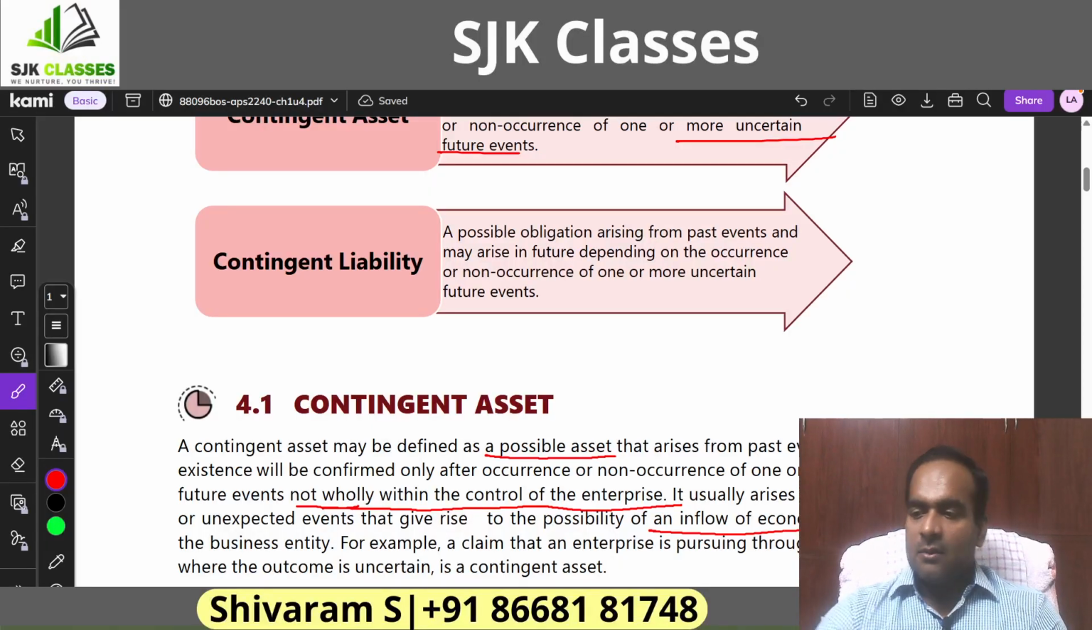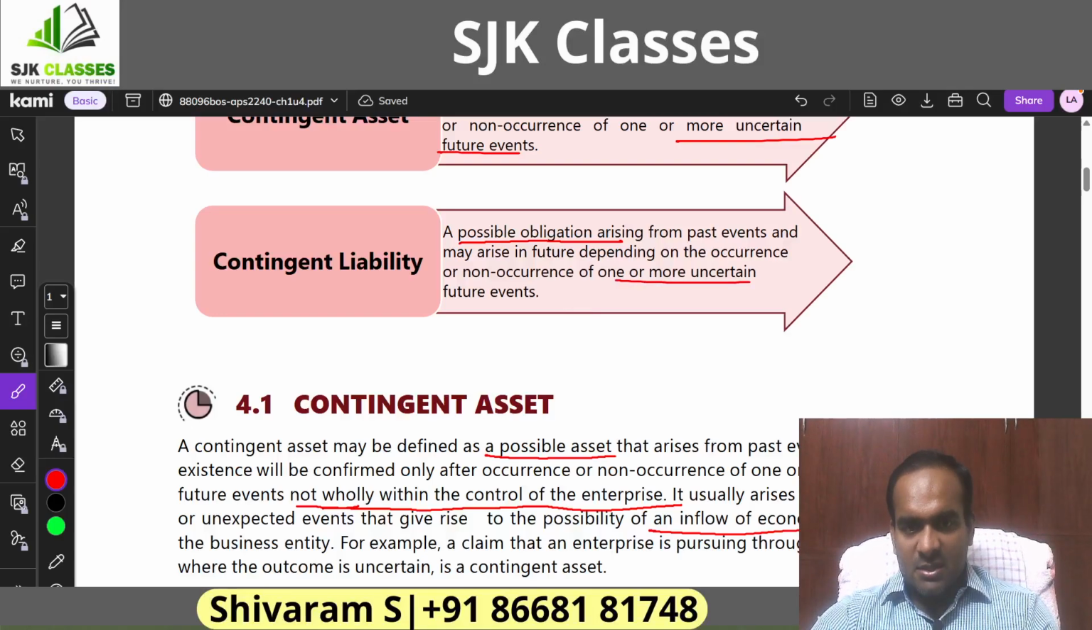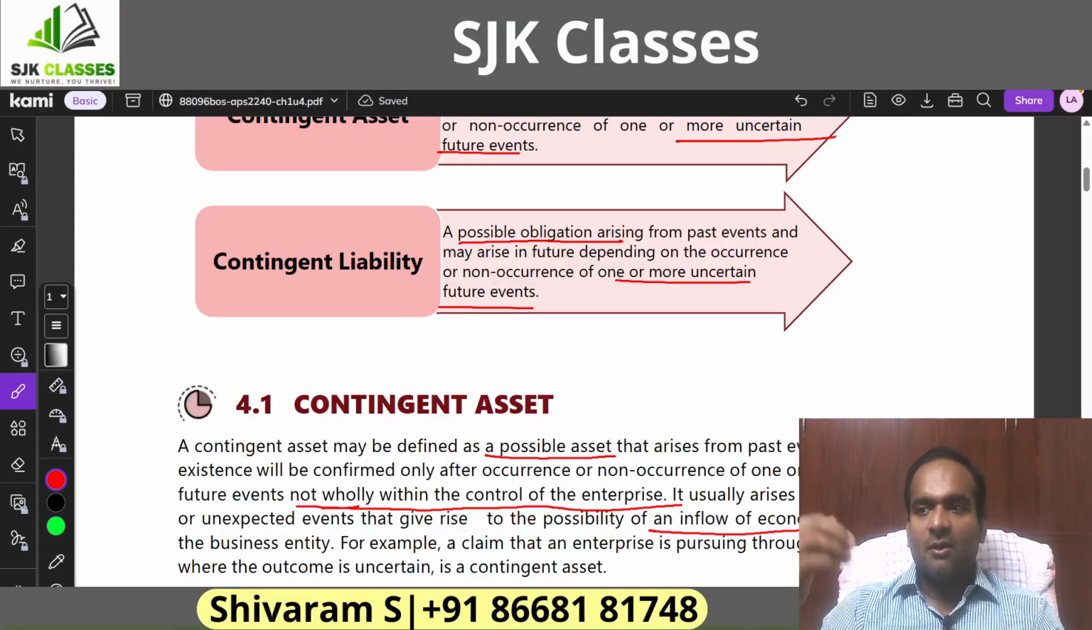Now, contingent liability, look at this theory section: a possible obligation. So there's a possibility that I might have to pay the amount in future from a past event, and it may arise in future depending on the occurrence or non-occurrence of one or more uncertain future events. The same story. What is this uncertain future event here? Nothing but the court's verdict. Whether the court will give the verdict in my favor or the other person's favor will depend on the court's judgment. So that's the uncertain event here. Contingent liability means an obligation to pay might arise depending on one or more uncertain future events.